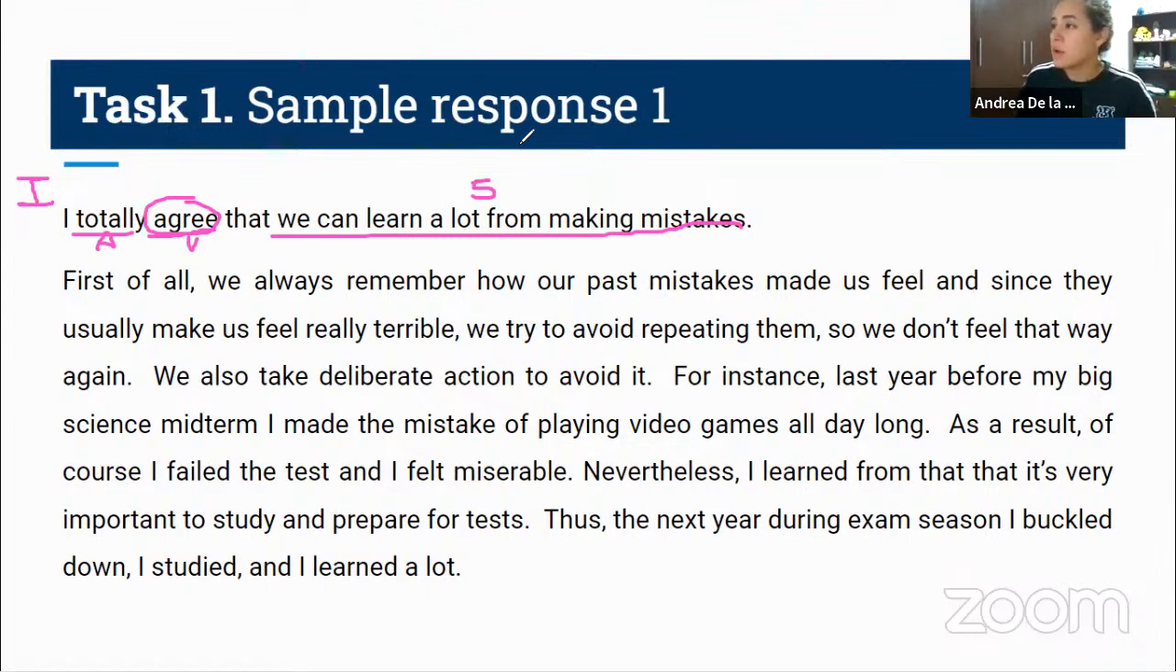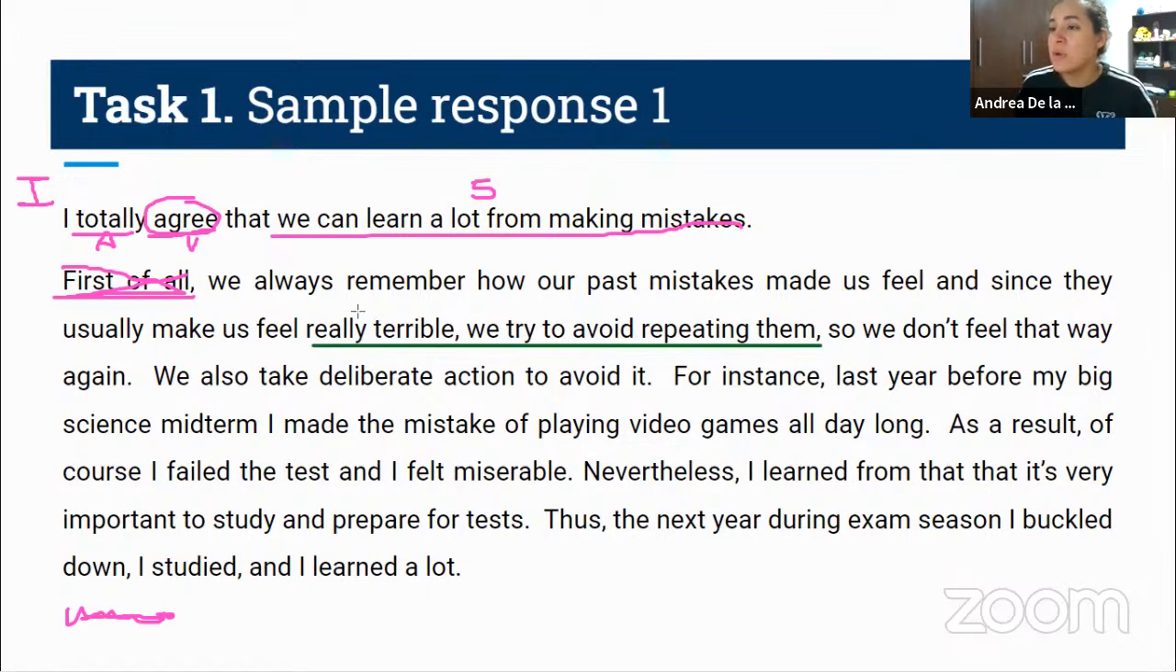To be honest, something that I wouldn't do is use first of all. And I think we talked about this yesterday. It's better to say because, since, for, because if you say first of all, and then you don't have another second or third or also, then it sounds a little bit weird. It's like you wanted to say something else, but you ran out of time. So it's better to just say because we always remember, okay? But he has a good reason, you know, and his reason is connected. We remember how our mistakes made us feel, and since they usually make us feel really terrible, we try to avoid repeating them so we don't feel that way again.